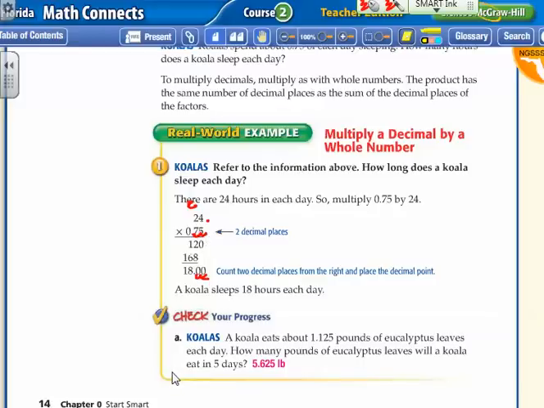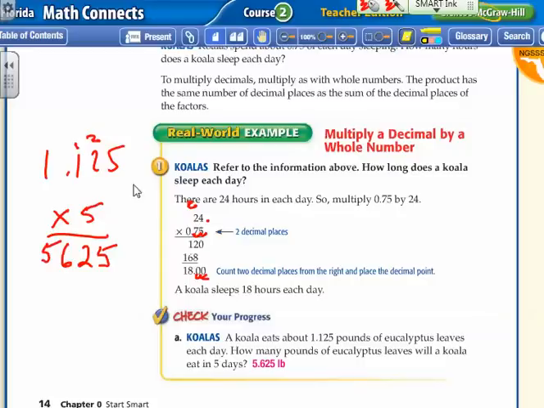Once we showed that in class, most of you picked that up and you're okay with it. Look at the check problem down here. The koala eats 1.125 pounds of eucalyptus leaves a day. How many pounds would they eat in 5 days? So 5 times that: 1.125 times 5. 5 times 5 is 25. There's your 5, 2 to carry. 5 times 2 is 10, plus your 2 is 12. So that's 2, 1 to carry. 5 times 1 is 5, plus 1 is 6. And 5 times 1 is 5.